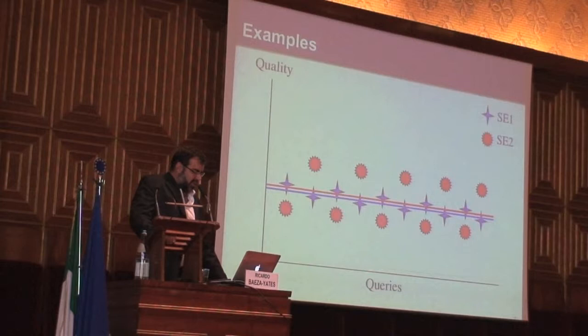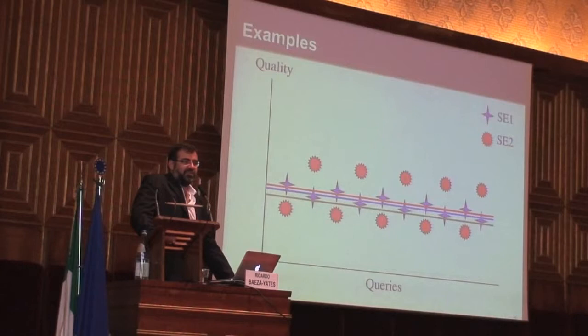What is better? Do you want to have a search engine with a lot of variance that will amaze you with some queries and really make you unhappy with other queries? Or do you want something more consistent? Especially again, if the threshold, the green line, is there. And then half of the time, you are unhappy. Here again, I would prefer the blue one.